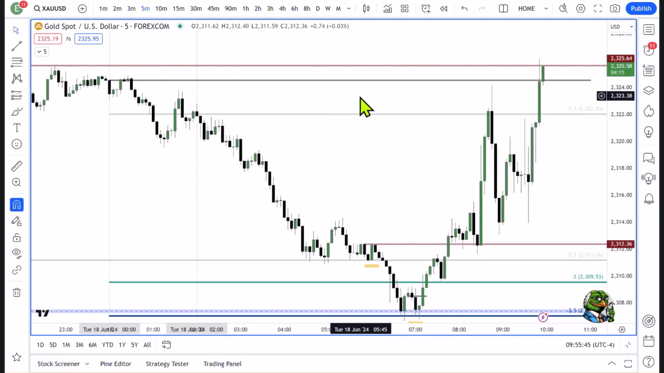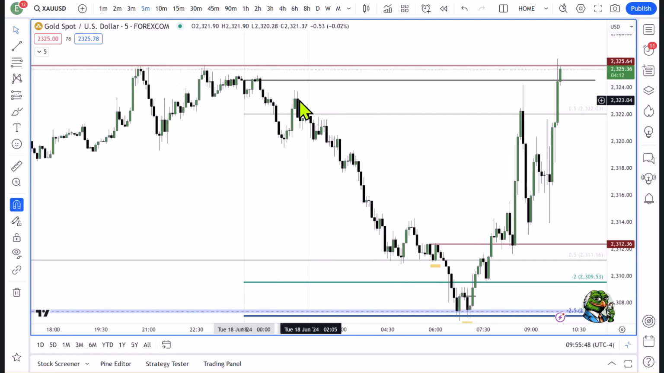We are at the high of those equal highs, which have now been taken out with this move. And we are now at the high of Asia. This here was the high of Asia. So we had high of Asia, London was down low, and New York is up high. So I hope this was insightful.